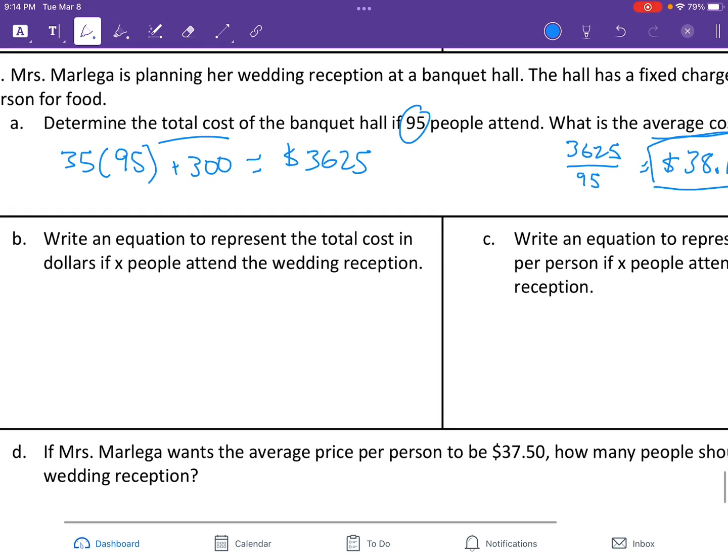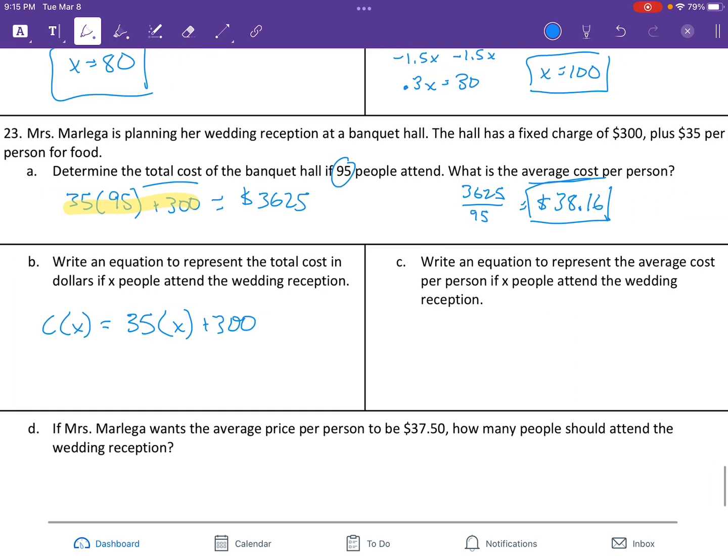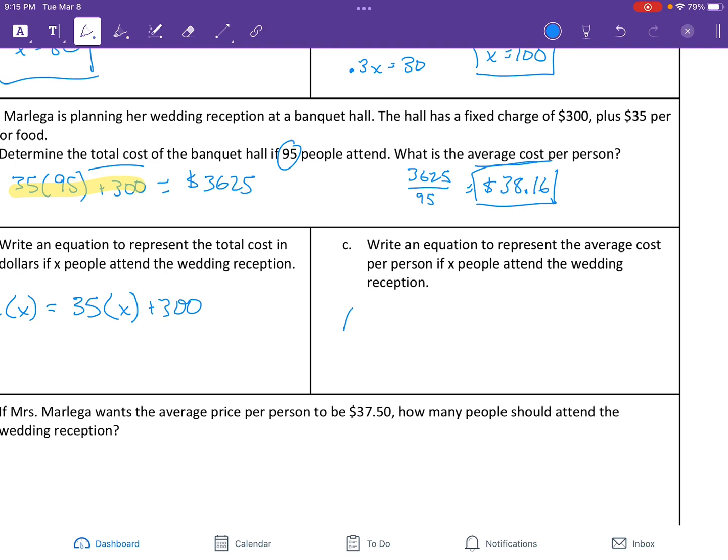All right. We're going to write an equation to represent the total cost. We're going to write this equation with an x instead of a 95. C of x for cost is equal to 35 times x plus 300. That's it. To represent the average cost, we're going to do A of x. We take the total cost equation and divide it by the total number of people coming, which we don't know, so we write it as x.